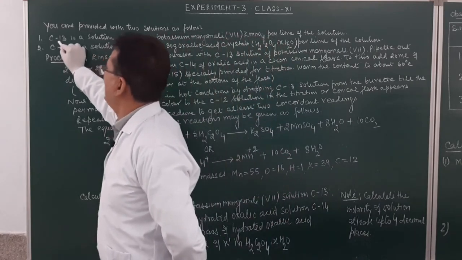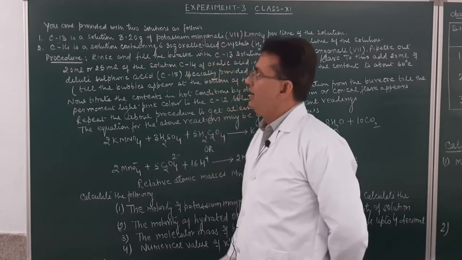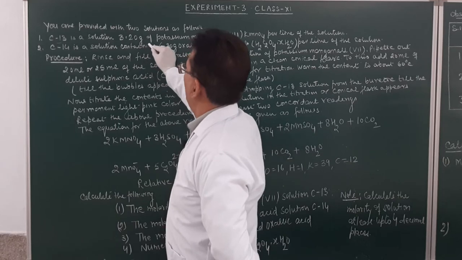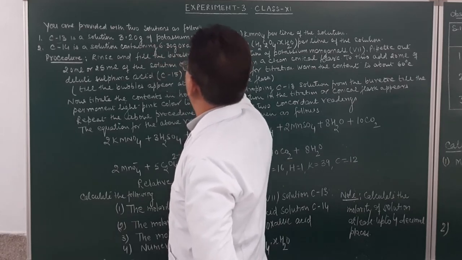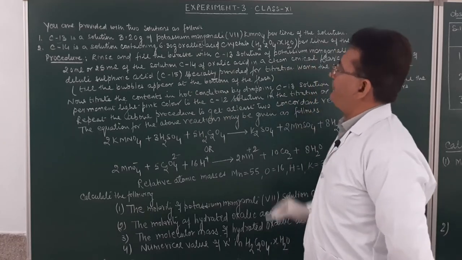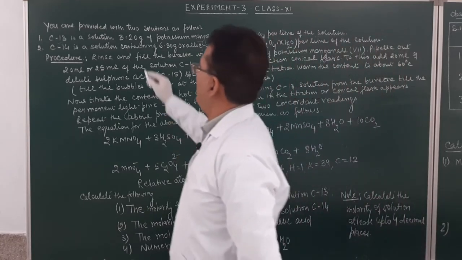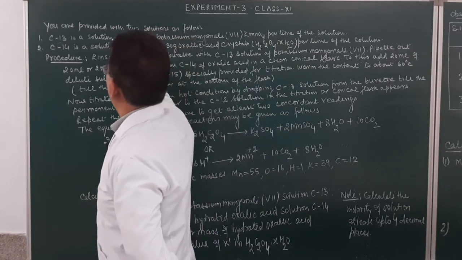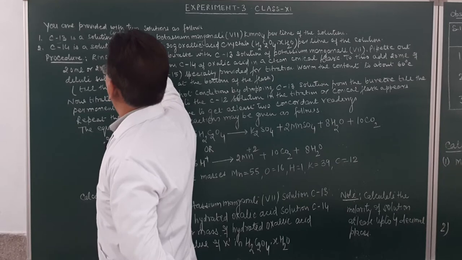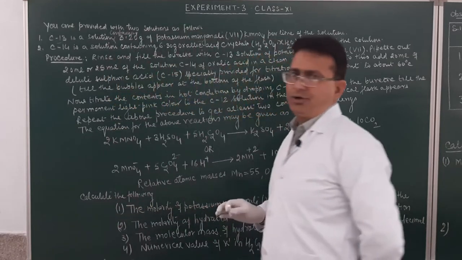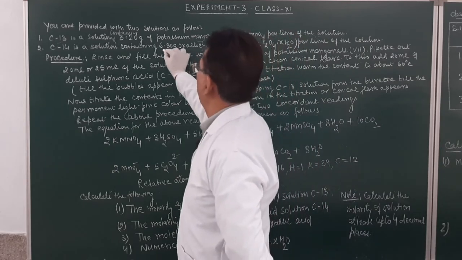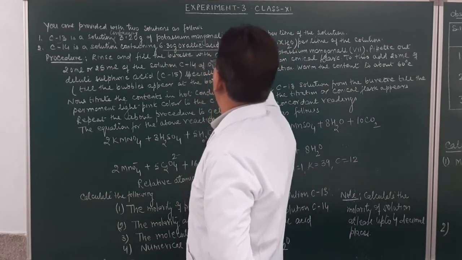First is a C13 solution. C13 is a solution of 3.20 gram of potassium permanganate per liter of the solution. So, a solution containing 3.20 grams of potassium permanganate per liter. Then C14 is a solution containing 6.30 gram of oxalic acid crystals.